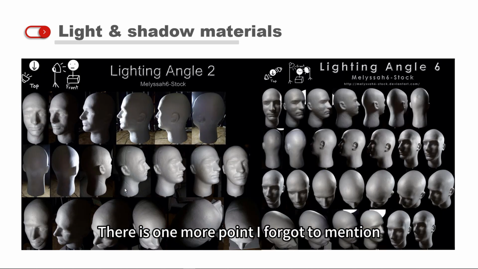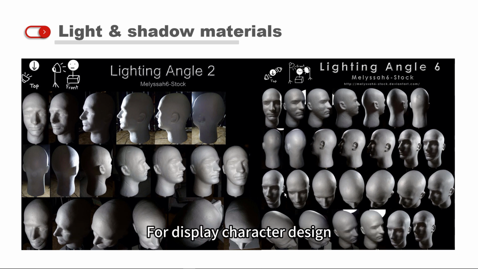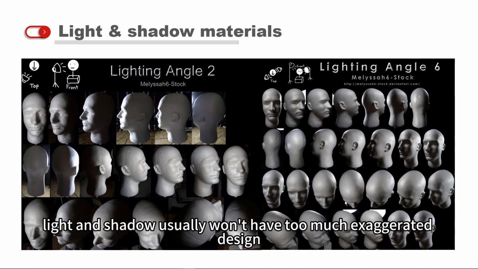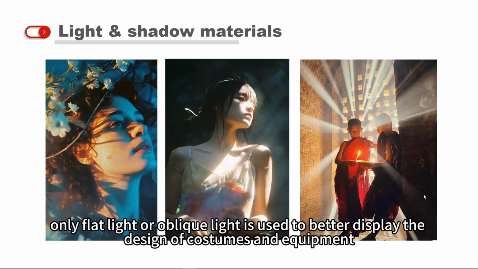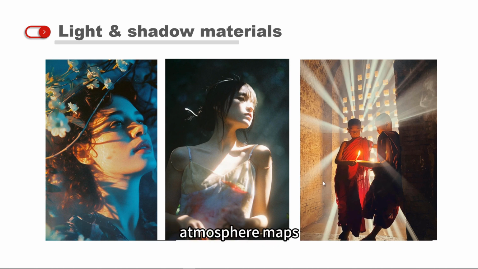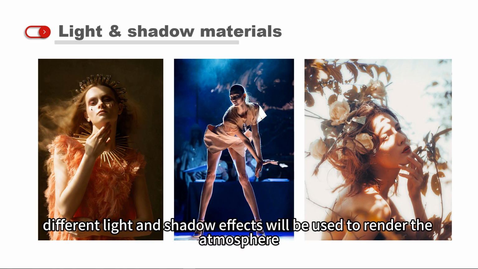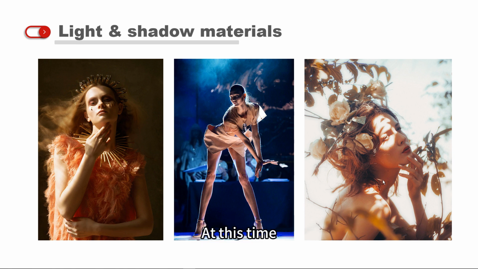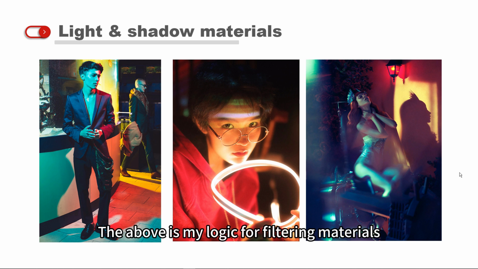There is one more point I forgot to mention, which is the reference materials for light and shadow. For display character design, light and shadow usually won't have too much exaggerated design. Only flat light or oblique light is used to better display the design of costumes and equipment. For illustrations, atmosphere maps, or special effect character illustrations, different light and shadow effects will be used to render the atmosphere. At this time, I will also look for strong light and shadow effect photography as references according to the desired atmosphere of the picture. The above is my logic for filtering materials.